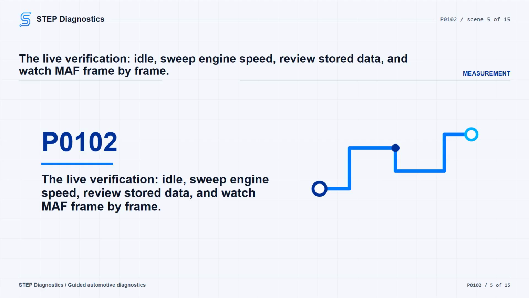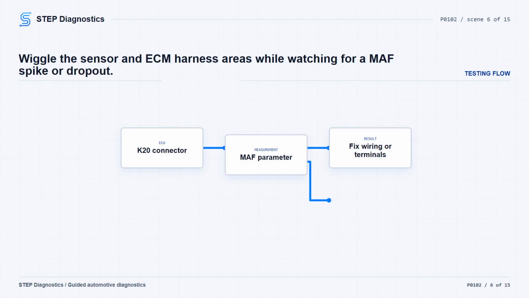If it stays steady, wiggle the harness and connectors at the multifunction intake air sensor and at the engine control module while watching the same parameter. If moving the harness or connector makes the value spike or drop out, repair the wiring, terminals, or electrical connectors as needed. If it still stays steady, reproduce the operating conditions or the captured conditions from the stored failure data and confirm P0102 does not reset.